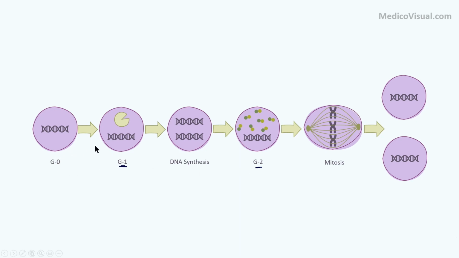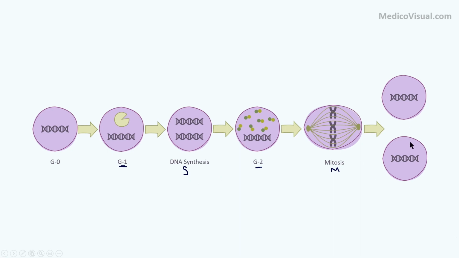So these are the series of events through which the cell passes before it can divide into two: G1, DNA synthesis, or we also call it S phase, G2 phase, and M phase. And now these daughter cells are formed.